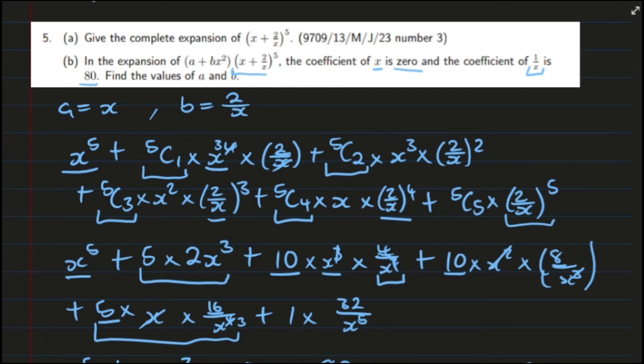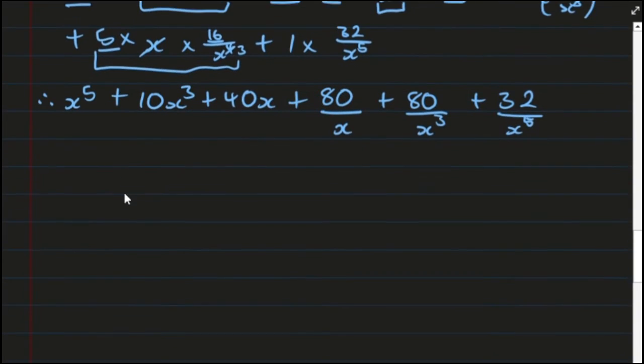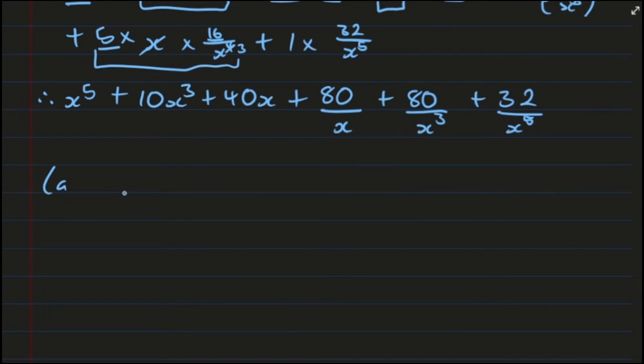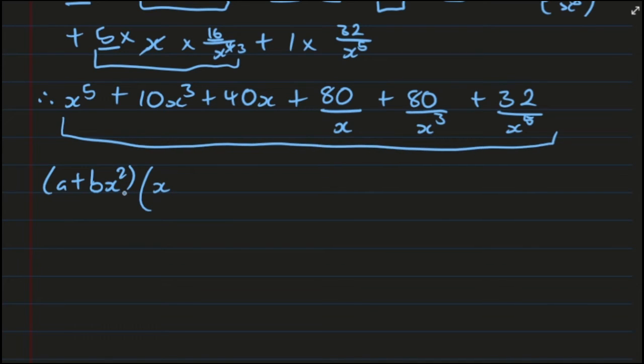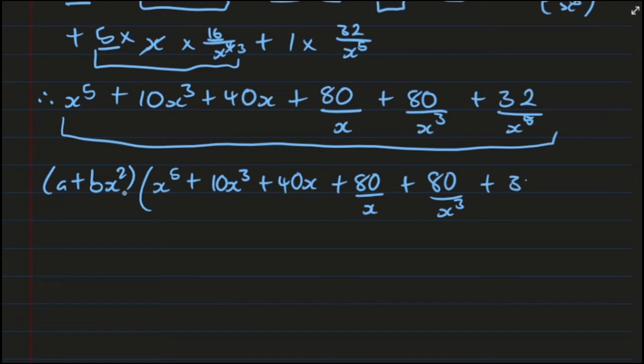So notice how (x plus 2 over x) to the power 5 is the same as the polynomial we had in part A, so we can use the expansion from part A, so that this expression would become (a plus bx squared) multiplied by, again we're going to substitute with this expansion over here, that's x to the power 5 plus 10x cubed plus 40x plus 80 over x plus 80 over x cubed plus 32 over x to the power 5.